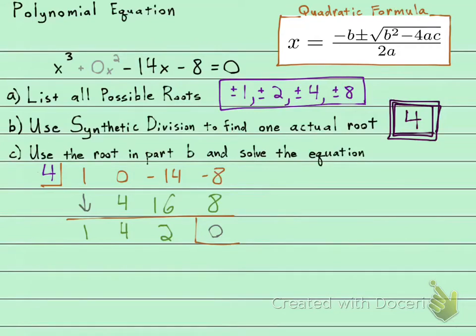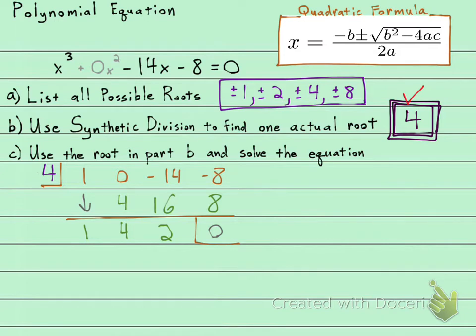The third part of this question is asking us to solve the equation using the root in part B. Now, we are expecting 3 solutions, and we found one of them. One of them is 4. We did that in part B. Now, I'm going to let you know that the other 2 are not in this list. Okay, they're not rational numbers. They're going to be irrational numbers, and we will need to use the quadratic formula to find them.